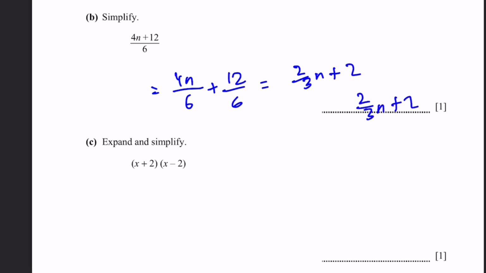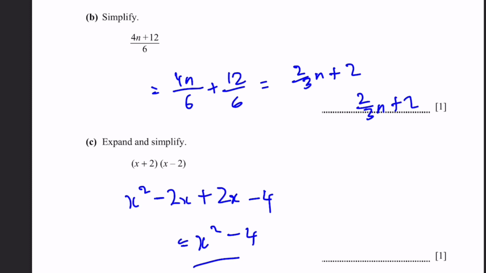C. Expand and simplify x plus 2 times x minus 2. So using the FOIL method, front, outside, then inside, then last. So it'll be x squared minus 2x plus 2x minus 4. That's equal to x squared minus 4.